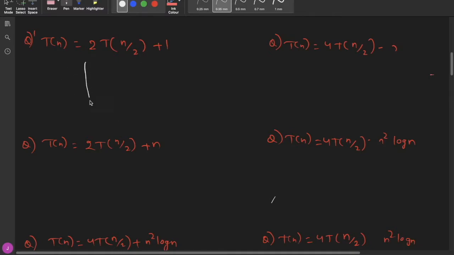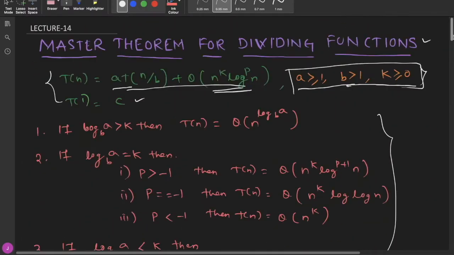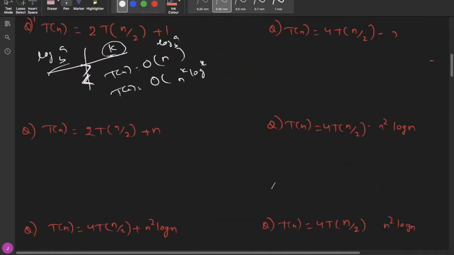So there are two kingdoms. One is log a base b and the second one is k. We have to find out which one is greater, which one is stronger. This one is stronger, so we have to represent the time complexity in terms of this only, n power log a base b. This is case 1. If suppose k is greater than log a base b, then we write order of this value only. Whatever is present here, we just mention that, so that will be n power k log power p n. We mention that this one is stronger.